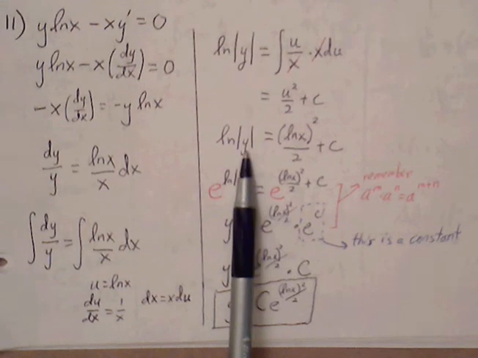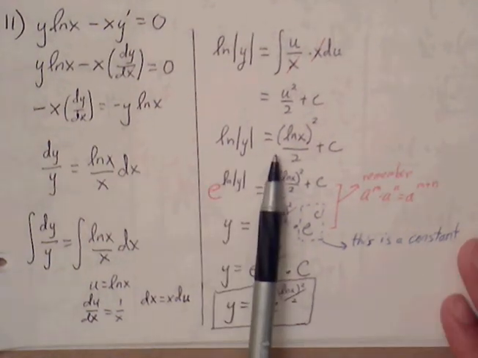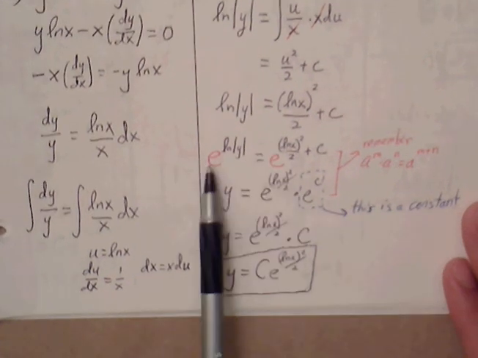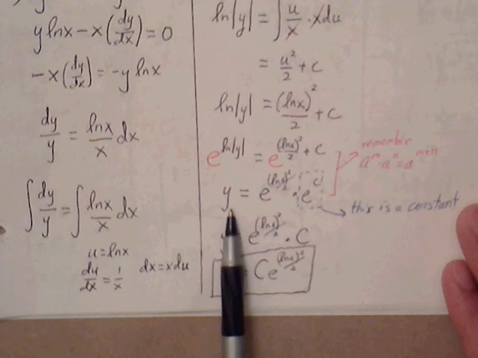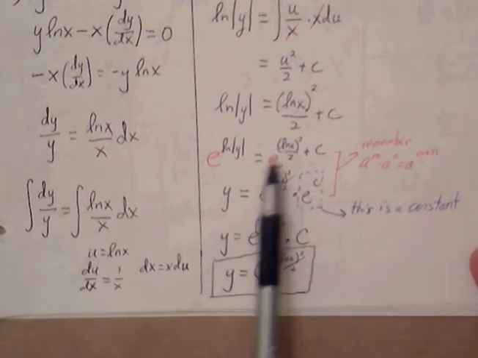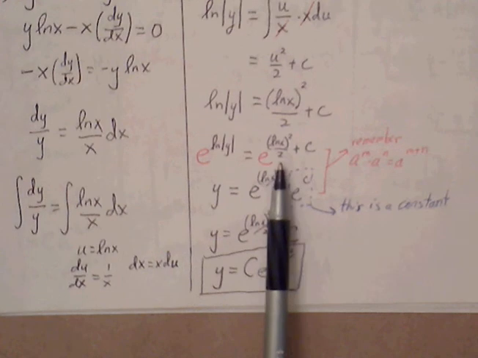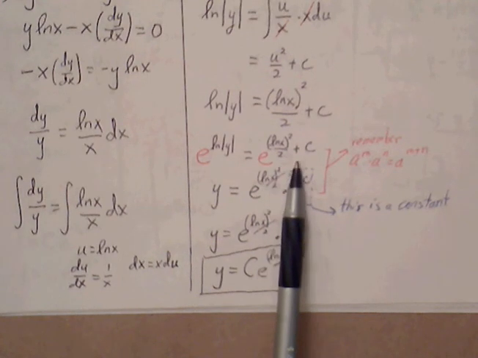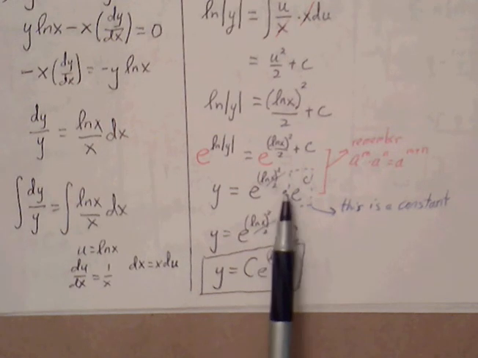We need to get y by itself. So we're going to exponentiate both sides with e as the base, because we know that natural log and e are just going to cancel out nicely. So we get y by itself on the left. On the right side, we have to do some more cleanup. e to the power of ln of x quantity squared over 2 plus c. We can split this up into e to the ln of x quantity squared over 2 times e to the c.